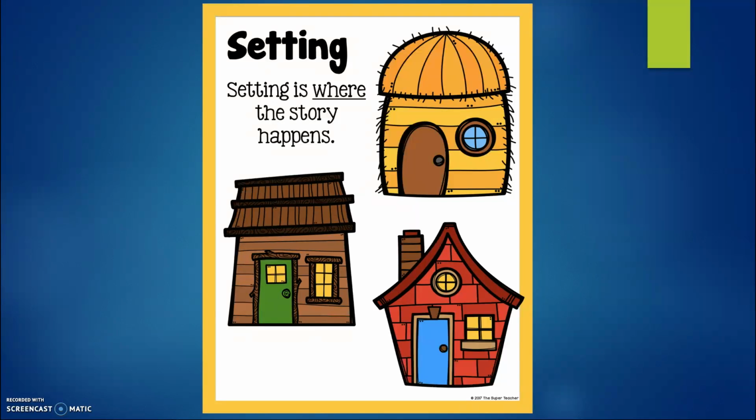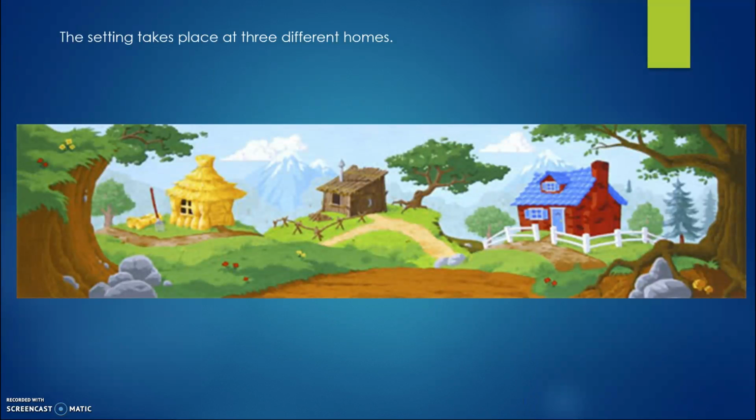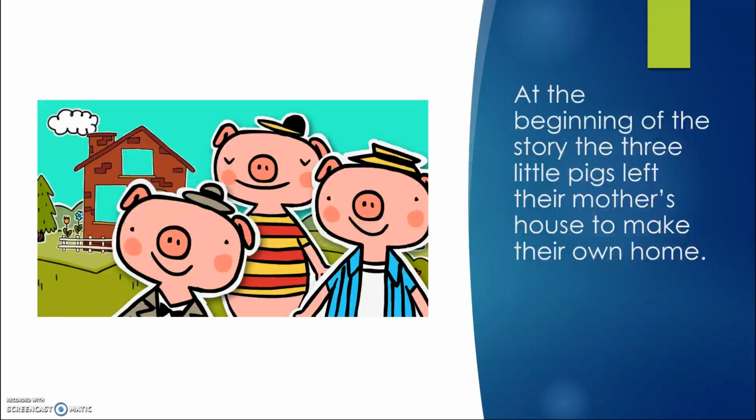The story takes place in different parts. The setting is at a house made out of hay, a house made out of sticks, and a house made out of bricks. The setting takes place in all the 3 homes. It starts in one place at the house made out of hay, moves on to the house made out of sticks, and then ends at the house made out of bricks.